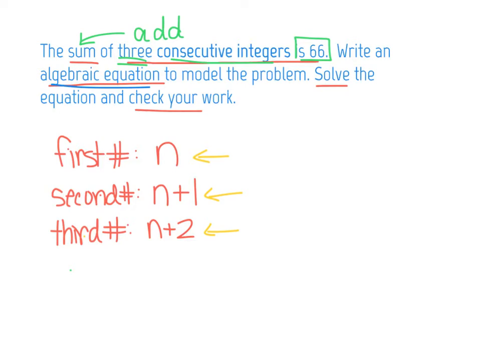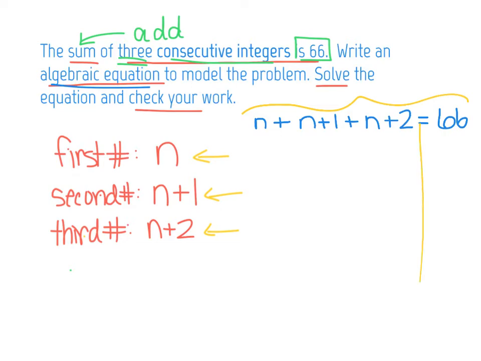Okay, so here's what that looks like. I'm going to take my first number, n, plus my second number, which is n plus 1, plus my third number, n plus 2, and I have a total of 66. This now is the equation that we can solve. Okay, you guys know how to do this. You've been doing an awesome job of it. Let's start by combining our like terms to solve this equation.